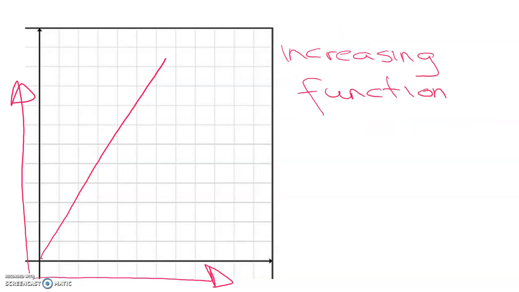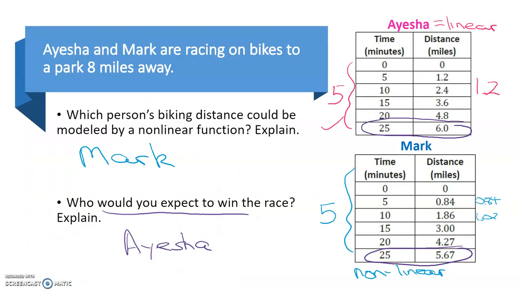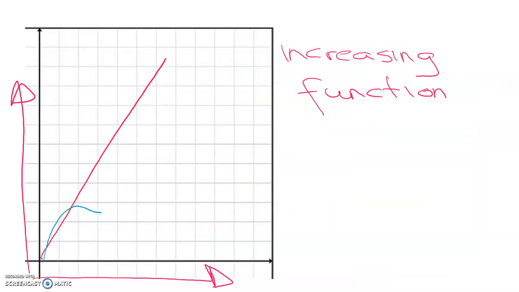Now Mark's isn't linear, but from the table we can still see that as the X or independent variable, time, increases, so does his distance. Therefore it's going to go in some pattern that way, and it's also an increasing function.